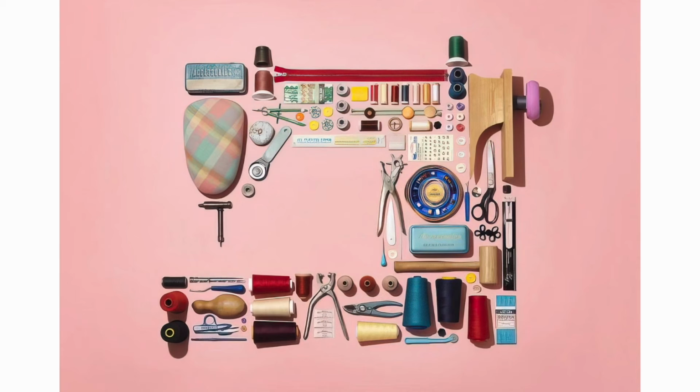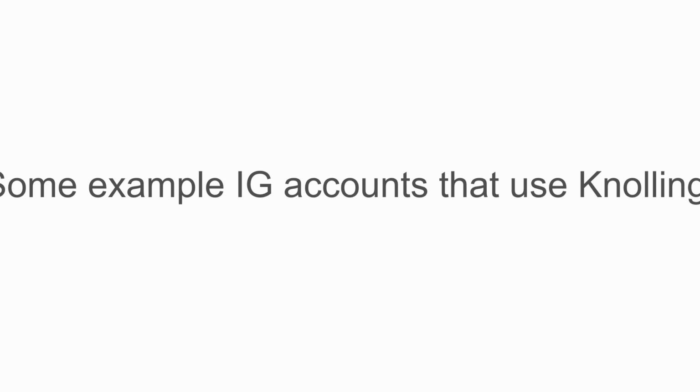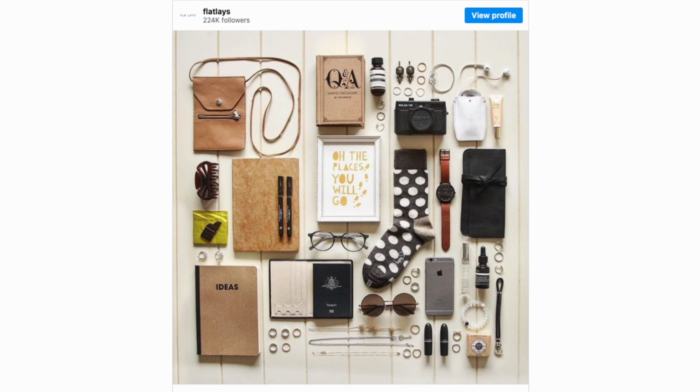This sewing one is a fantastic example. If any of you sew, I mean, look how beautiful this looks. They actually made it in the form of a sewing machine, right? So absolutely beautiful. Here's some examples of IG accounts that use knolling, right? If you guys want to look at these for some inspiration, there's Flat Lays, and they give some really good examples on stuff. Love their account. Beautiful idea, beautiful work.